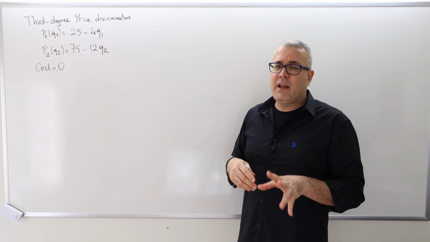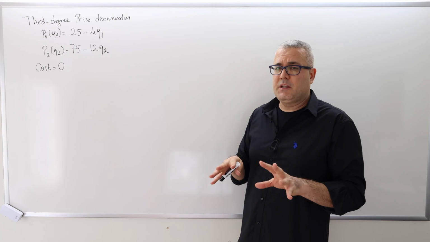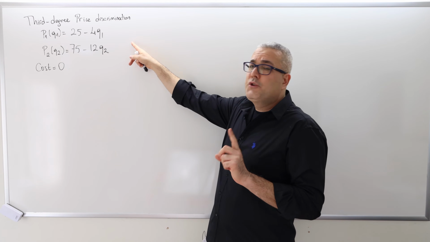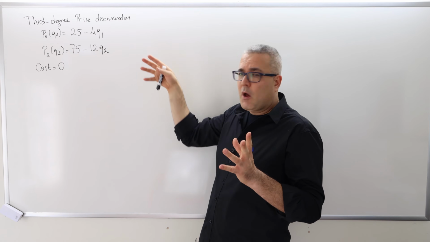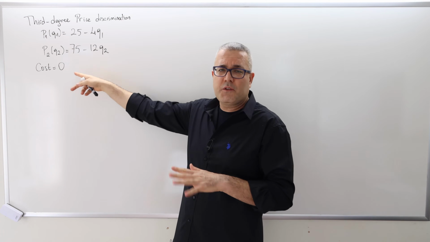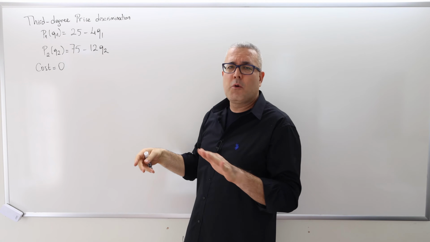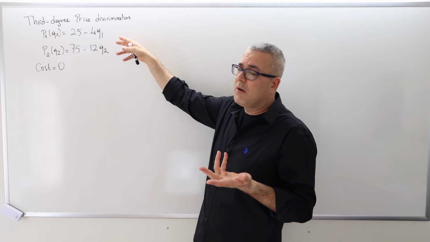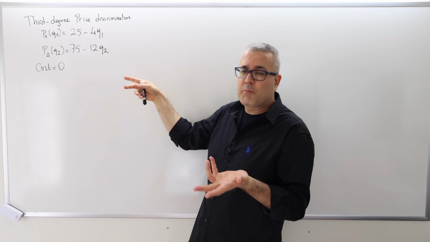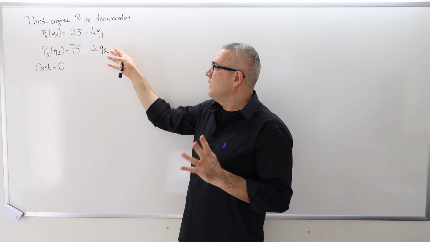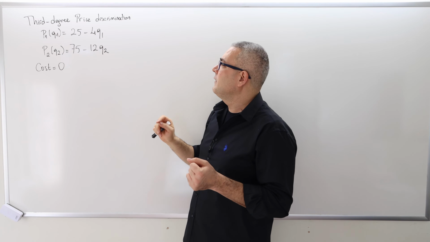So I'm going to answer a bunch of questions in this video. The first question is that there are two groups of customers that the monopolist is facing. The monopolist cost is zero for simplification, so no marginal cost, no fixed cost. These two groups of customers, you can call them students and professionals, for example. Each group has these demand curves.